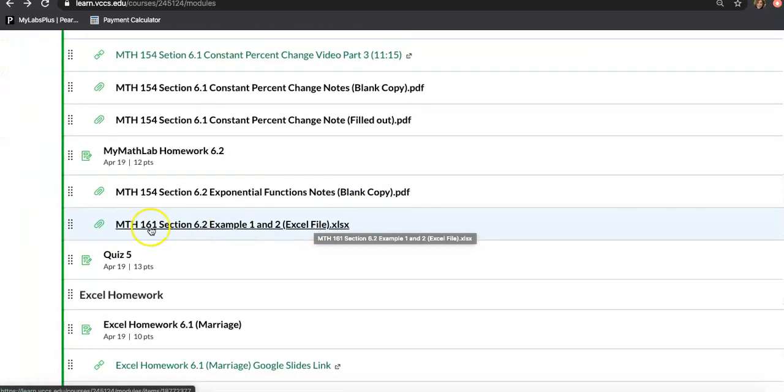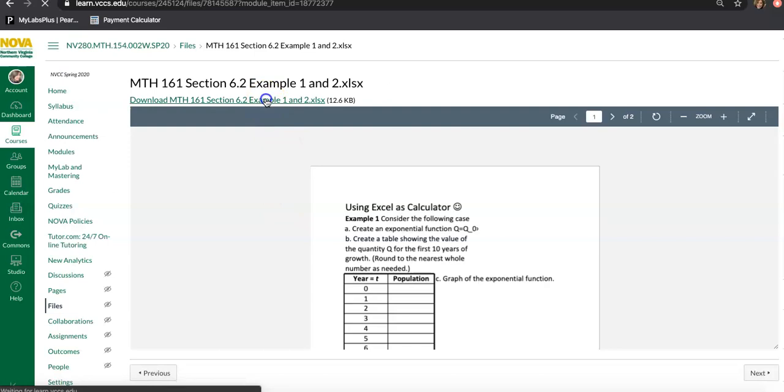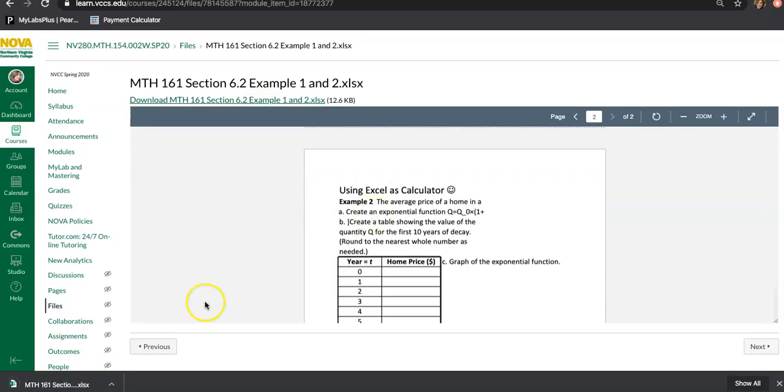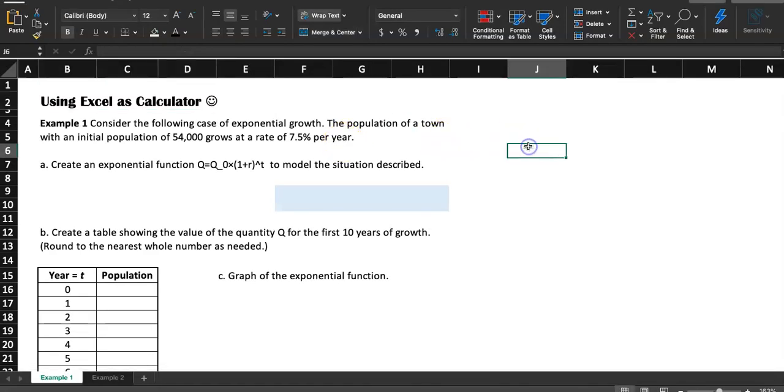Take a look at this file. It says Math 161 section 6.2 example 1 and 2, and this is the Excel file that I'm going to use to go over example number 1 and 2. So just download it. It gives you a preview, but that's not what we're gonna use. I'm gonna go ahead and open this, and this is the same thing that I actually typed up in Excel.